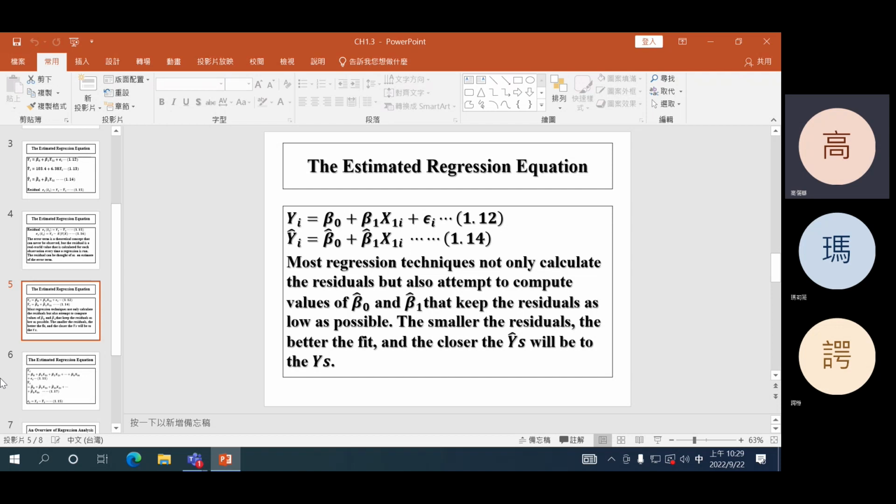So if this line is close enough to the relationship between x and y, then do you think the residual is smaller than expected, right? So regression analysis is also to compute beta 0 hat and beta 1 hat and keep the residual as low as possible. It means that the smaller the residuals, the better the fit and the closer the y hat will be to the actual y's.